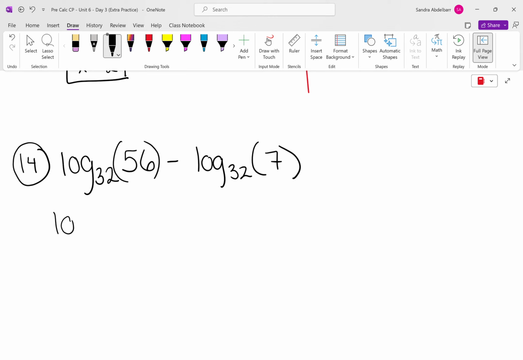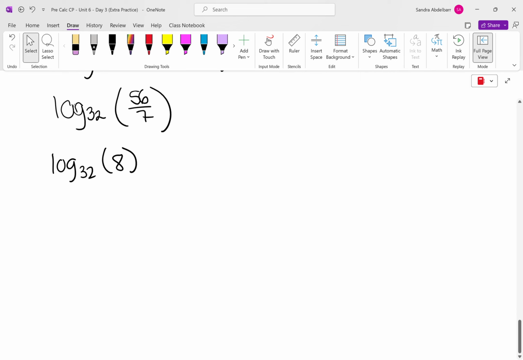All right, what should we have done here? I would have pulled out the log base 32 and then divided 56 by 7. And what's 56 divided by 7? 8. Janine, could you turn this into exponential for me?